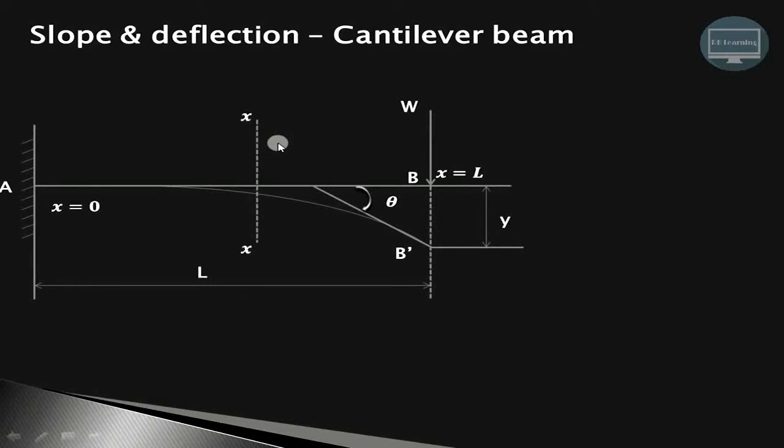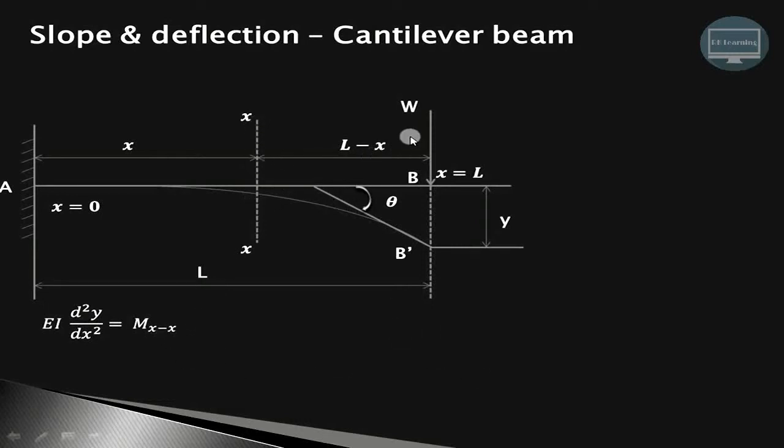Now let us consider a section xx at a distance x from the fixed end as shown over here. If this is x and the total span length is L, then this distance will be equal to L minus x. Now we'll take the moment about this section, that is xx. We know that the equation for the moment is a second order differential equation. So EI d2y by dx square is equal to the moment at section xx.